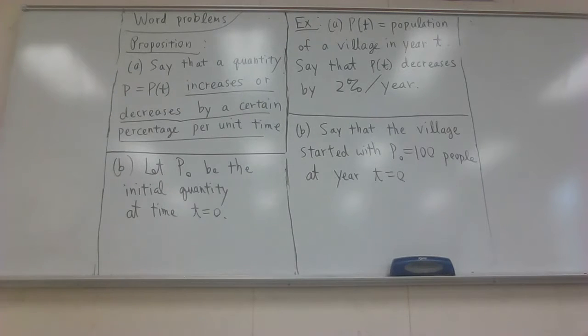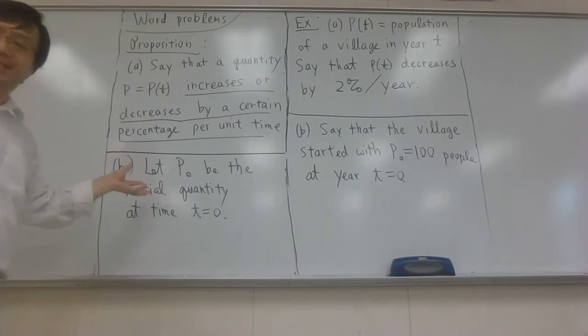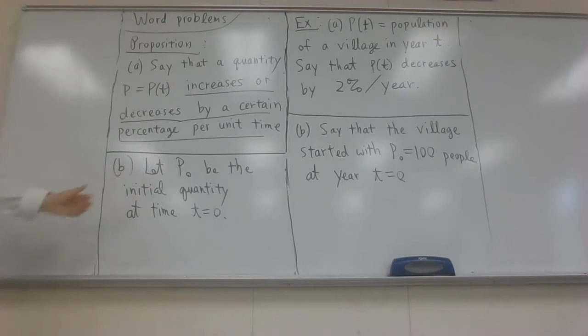Now let's go back to the abstract theory, the proposition. We have this quantity P(t), which we're interested in, and we know how it changes. It changes by a certain percentage per unit time, and we know what the initial quantity is, the quantity at time t equals 0. So if we know the initial quantity and how it changes by a certain percentage per unit time, then the theory says that we can predict what that P(t) is at all future times t.